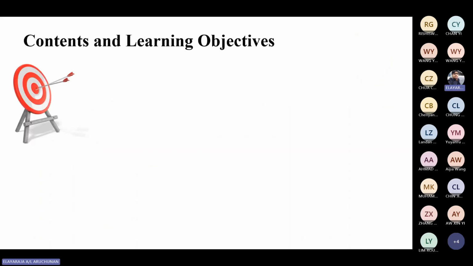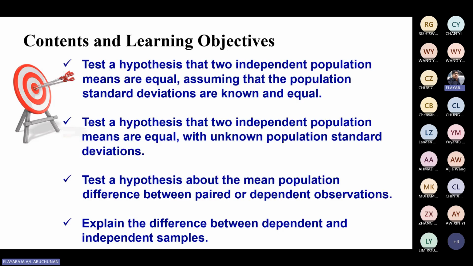So today's lecture contents will be on this. Okay, first we're going to do a test of hypothesis with two independent populations for the mean equal, assuming that the population standard deviations are known and equal. So these are the conditions.